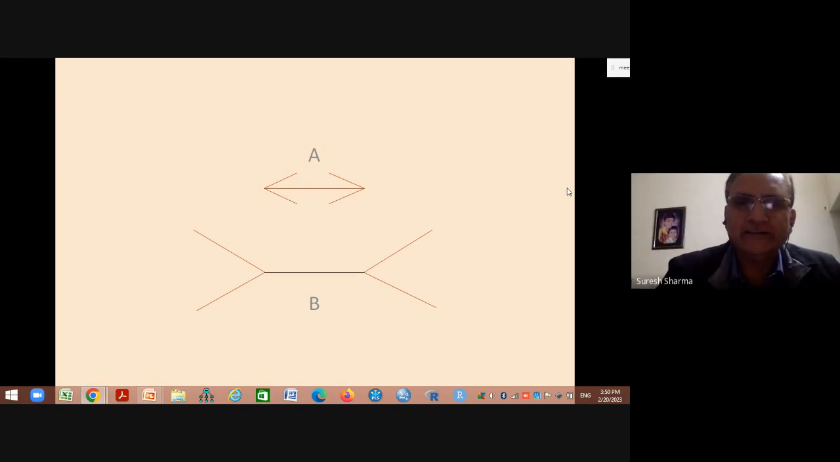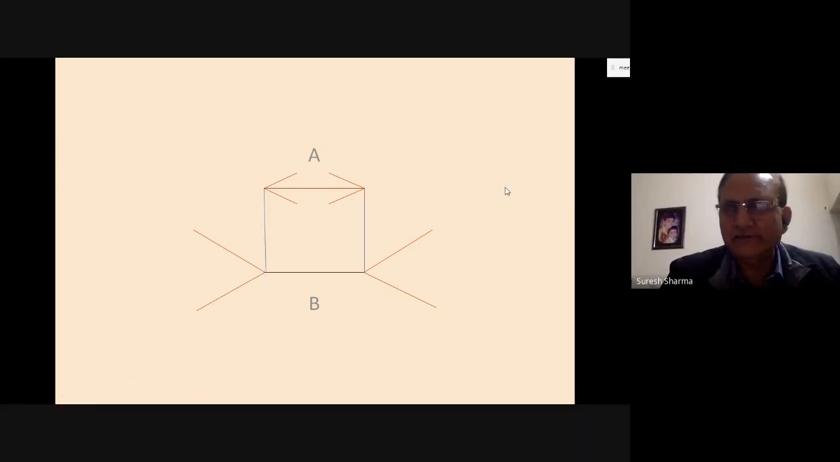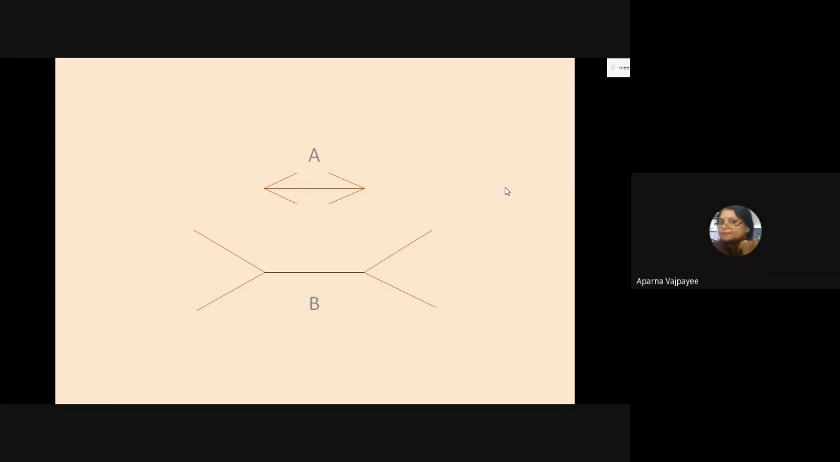Now, let's test our knowledge. Both are equal. Let's see. This is A, this is B. Your answer is correct. Both are equal. But when we see from here, A is smaller and B looks bigger. What is the reason?